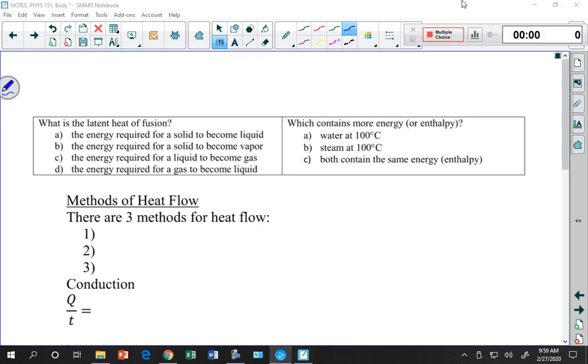Okay, what is the latent heat of fusion? Or what does it describe?